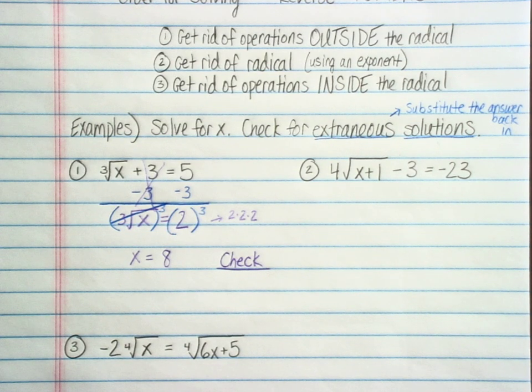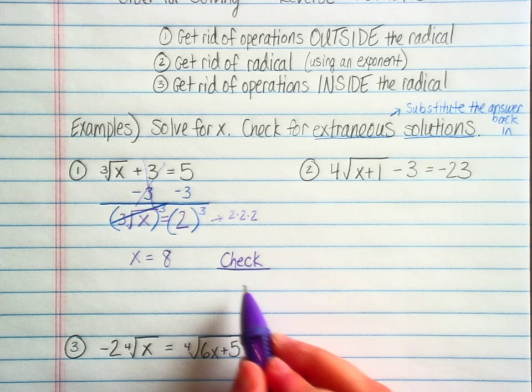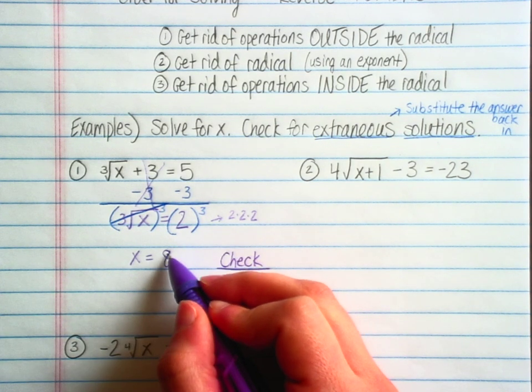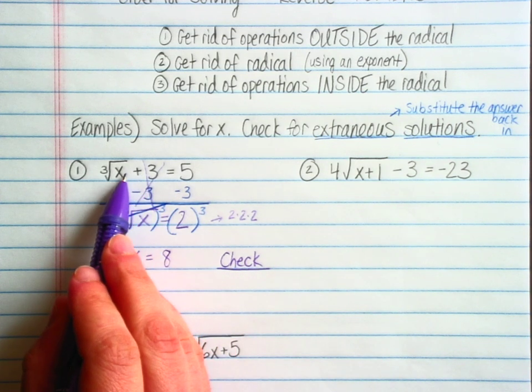Every time you need to check for extraneous solutions, you have to at least show a step or two that you did check. So you can use your calculator to help you out, but we still need to see the work that you checked your answer. Alright, and to check, like I said, we're going to take this answer here, x equals 8, and we're going to substitute it back into the original equation.